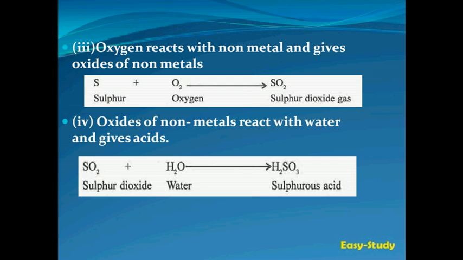Oxygen reacts with non-metal and gives oxides of non-metals. For example, sulfur when reacts with oxygen gives sulfur dioxide gas. Oxides of non-metals react with water and give acids. For example, sulfur dioxide when reacts with water gives sulfurous acid.